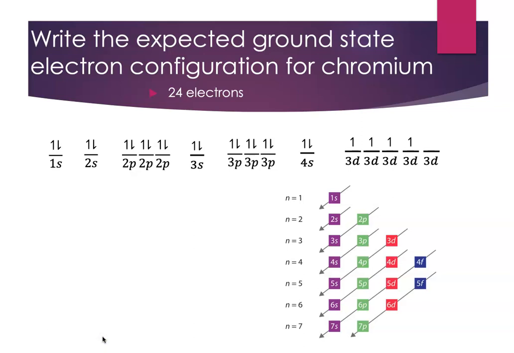So we have 4 half-filled orbitals in the 3d sublevel. I do recommend when you're doing electron configurations for these larger atoms, definitely count your arrows and make sure all the electrons are represented that need to be represented.